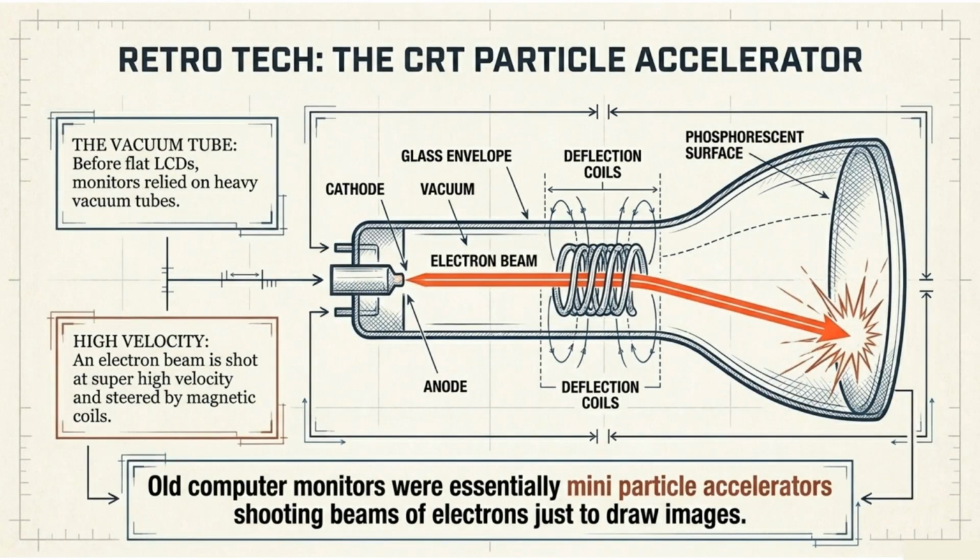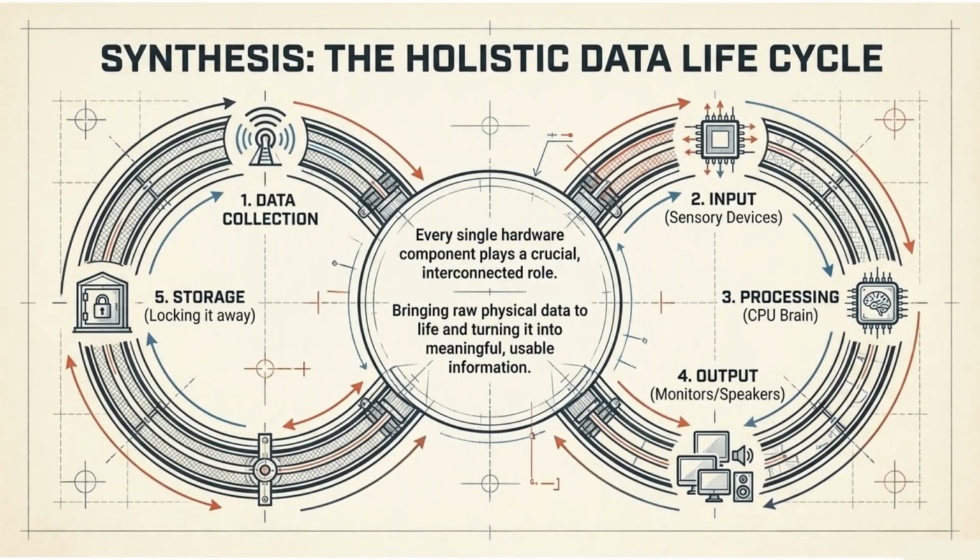Retro technology, like the cathode ray tube or CRT, was essentially a mini particle accelerator. These monitors used a vacuum tube to shoot high-velocity electron beams, steered by magnetic coils, to draw images on the screen. The holistic data lifecycle is a continuous loop.